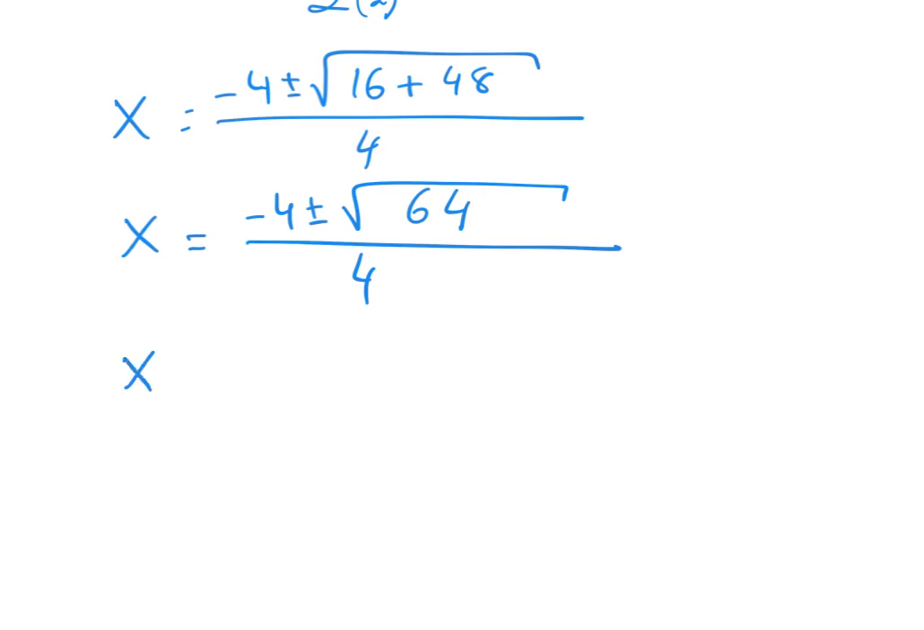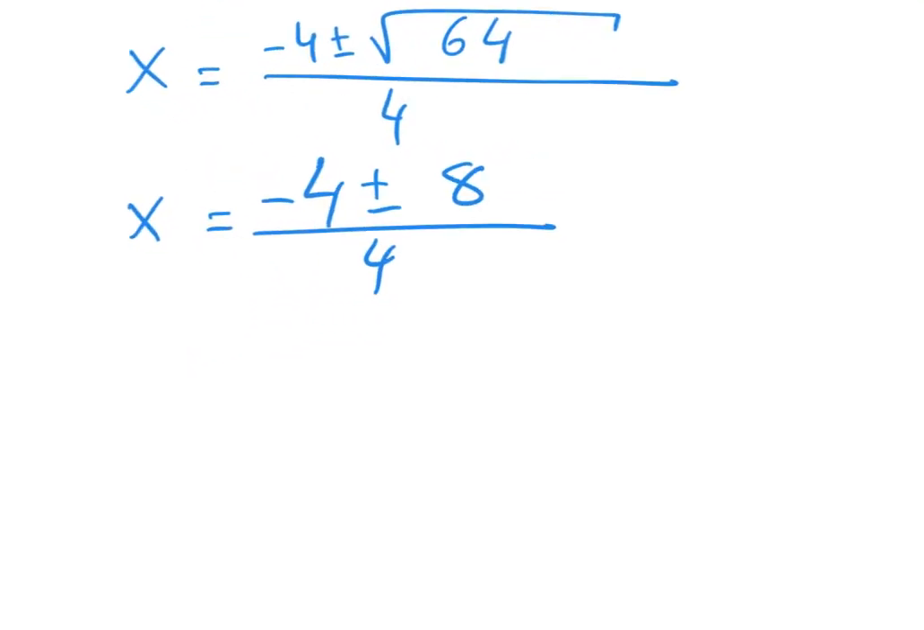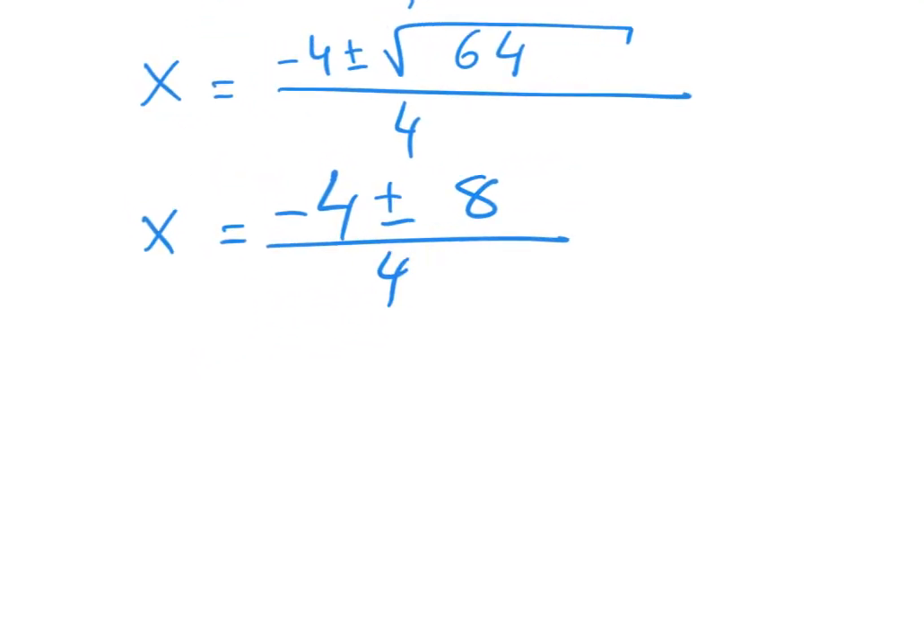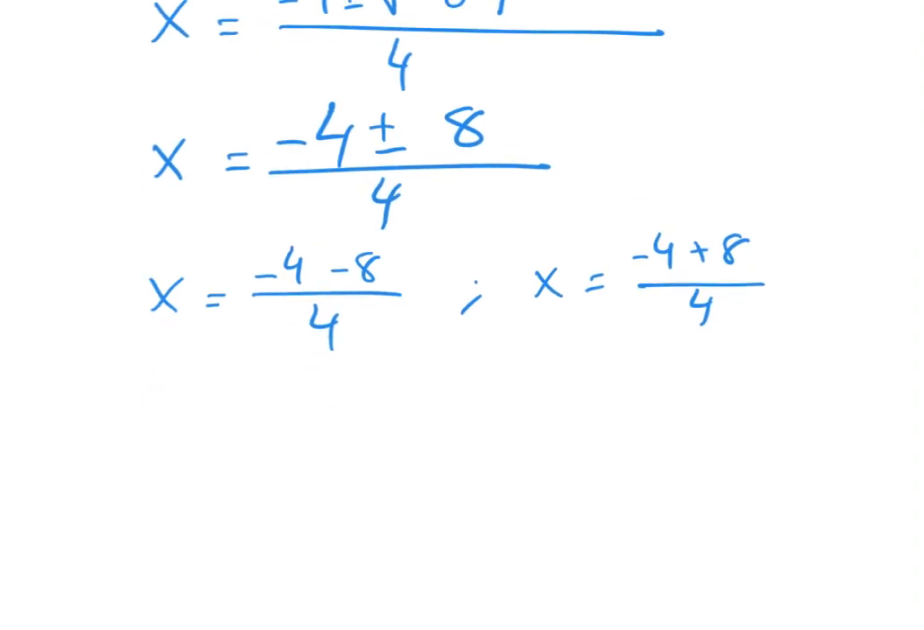Now we continue. We have negative 4 plus or minus the square root of 64, which is 8, over 4. As you can see, we have two solutions. The discriminant, b squared minus 4ac, is 64, which is greater than 0, so we expect two solutions. The first is negative 4 minus 8 over 4, and the second is negative 4 plus 8 over 4.